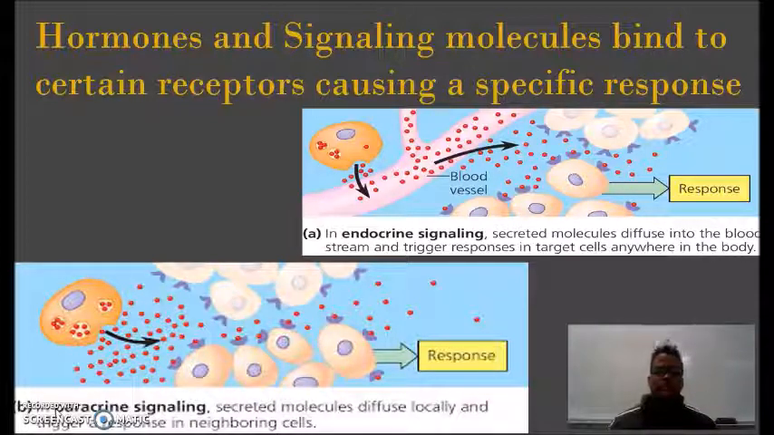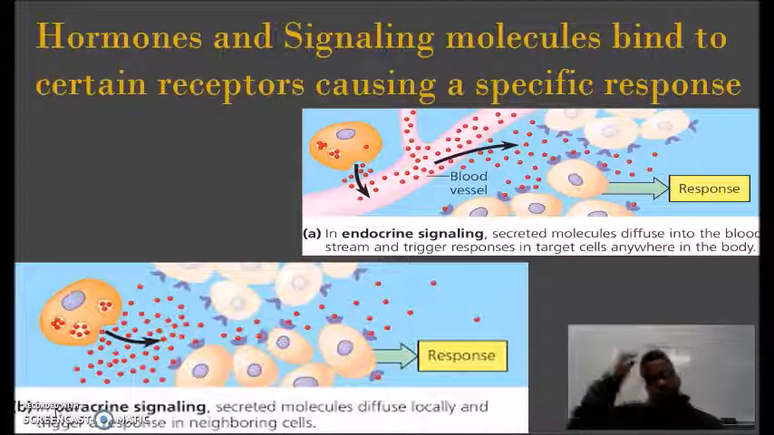There are two things that happen: the secreting cell and the route taken by the signal, and then the signal reaching its target. There are 5 different forms of intracellular communication.